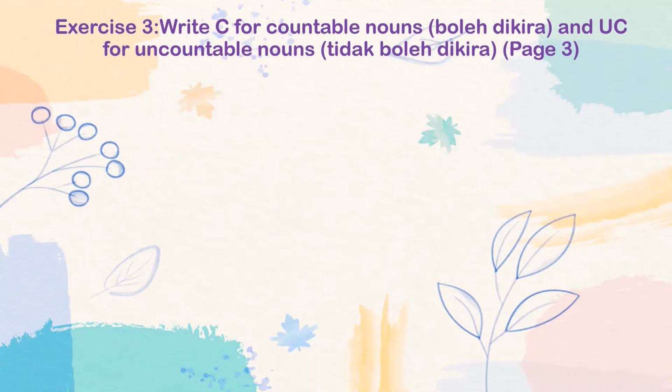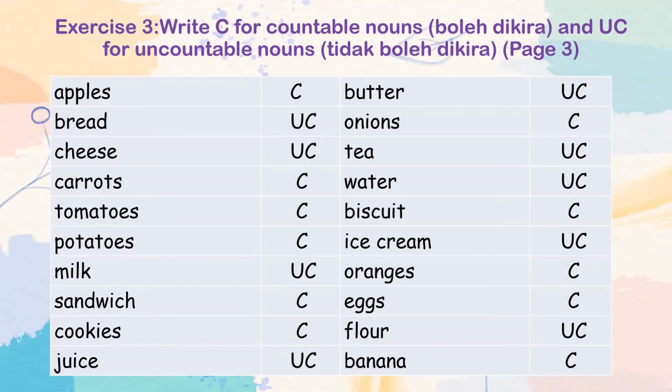Exercise 3, write C for countable nouns, boleh dikira, and UC for uncountable nouns, tidak boleh dikira. You can refer to page 3 in your module. Okay, let's look at this table. So apples is countable, you can count apples. Bread, actually it is uncountable. But the loaf of bread, sebuku roti or a slice of bread, that is countable. But the bread itself, roti itu sebenarnya tidak boleh dikira.